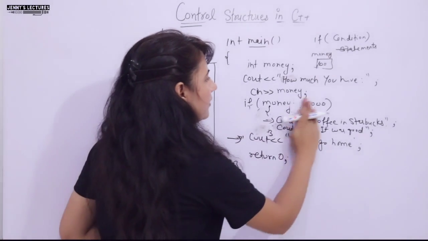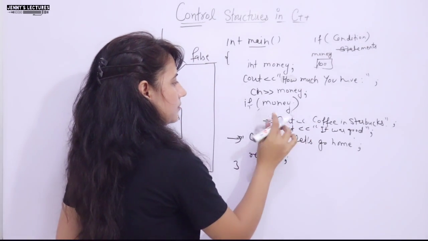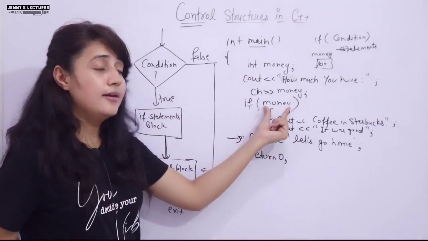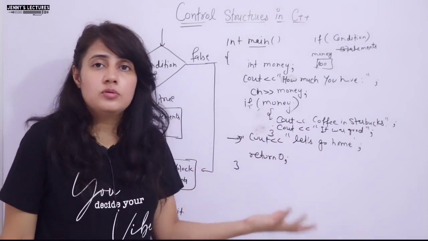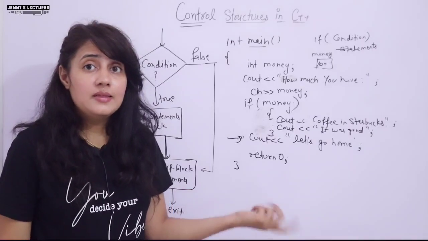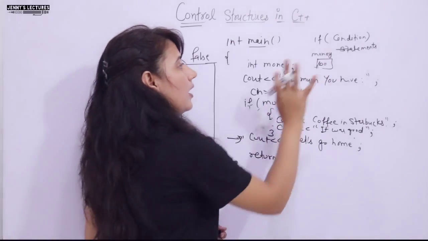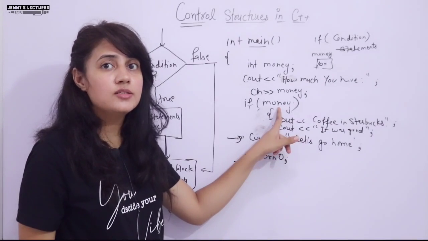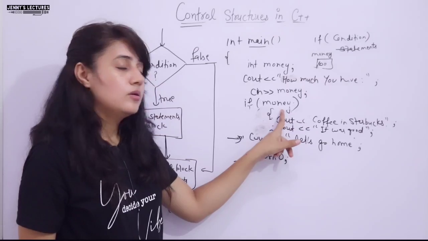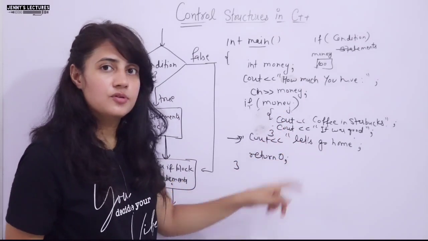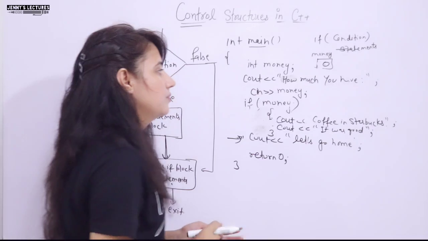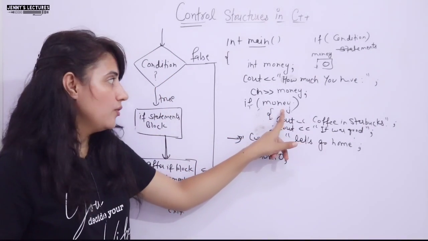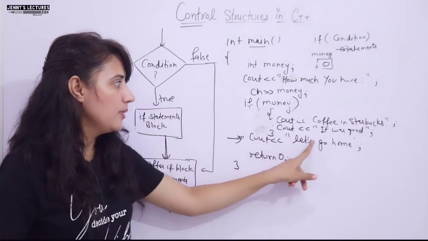And see, if you simply write money, that is also fine. It's not necessary to put a comparison condition. In this case, if you enter money as 100, then anything other than 0 is considered true, so the if block statement would be executed, then the code after the if. If I enter money 0, at this time it is false, so it will not enter this if block, and it will simply print Let's go home.